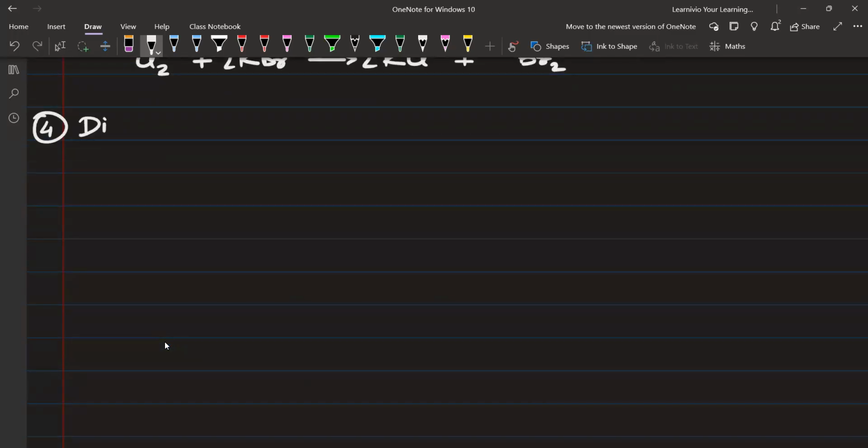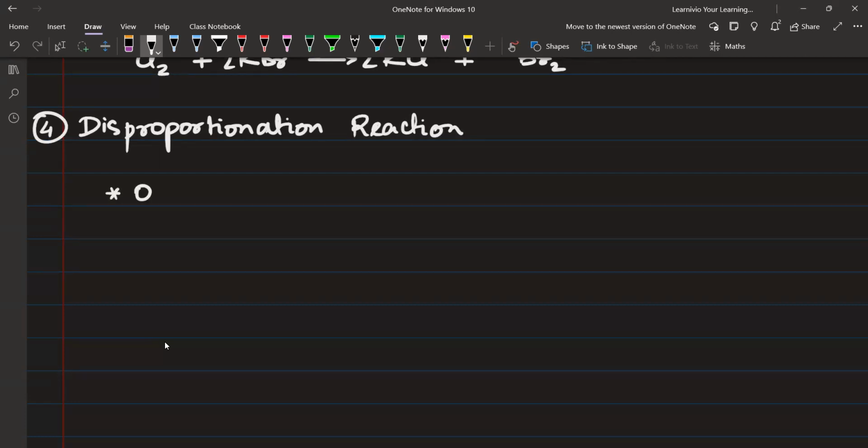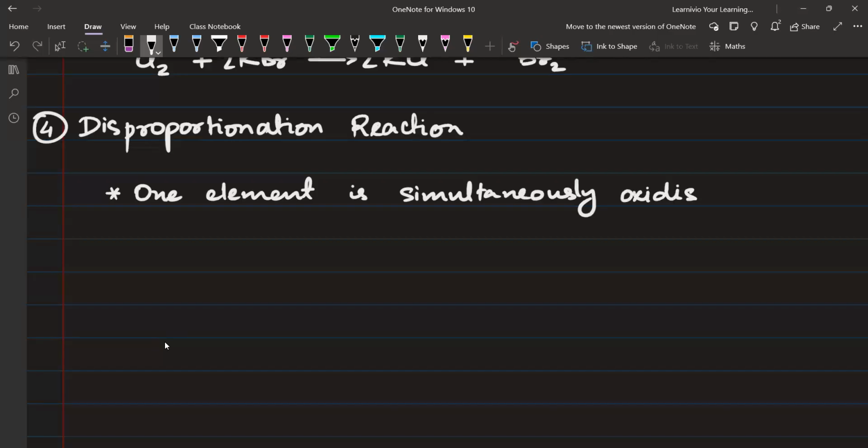This is also important. Disproportionation reaction. In this disproportionation reaction, what is going to happen? One element is simultaneously oxidized and reduced. That is, oxidation and reduction of the same element.